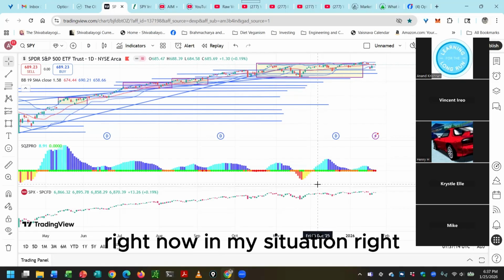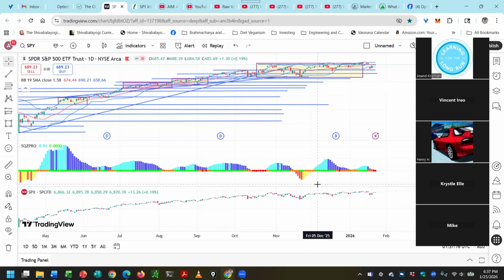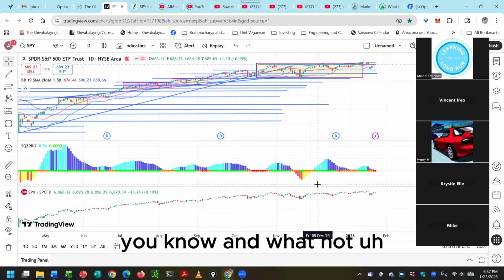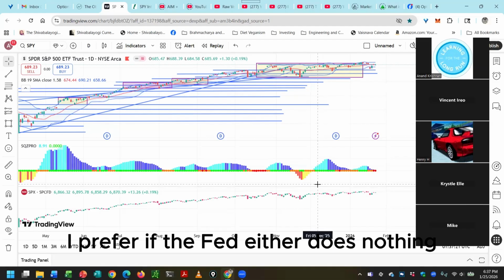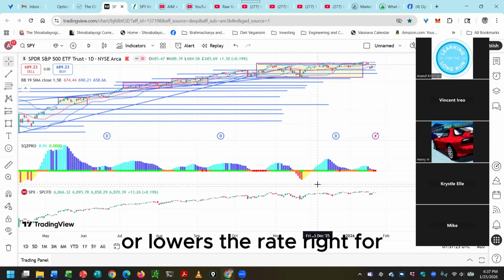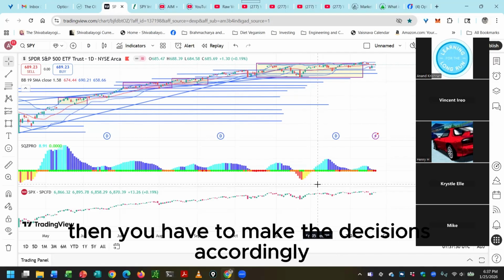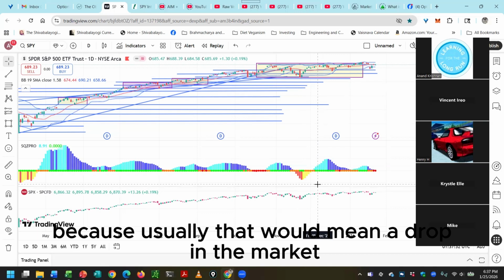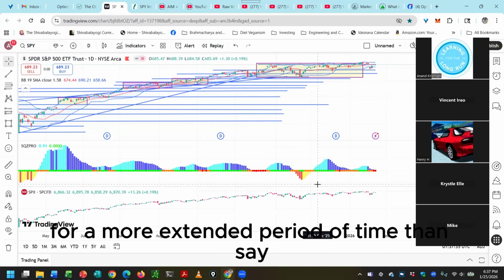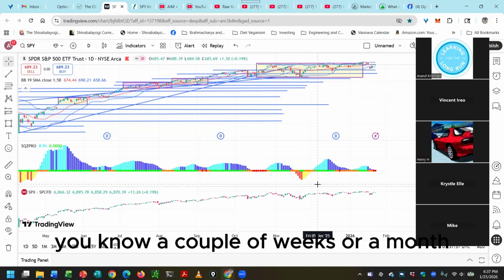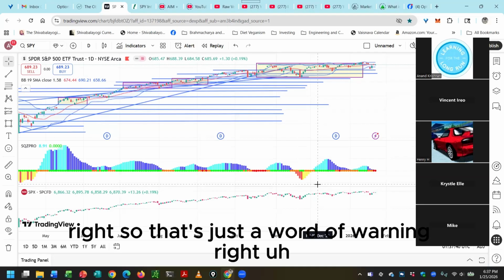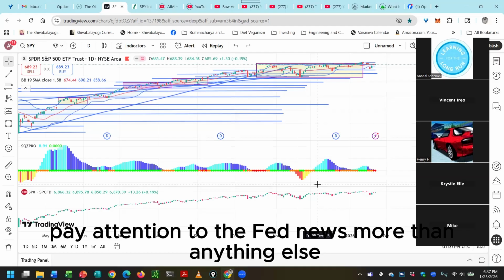Now, in my situation, whenever I'm looking to trade, I prefer if the Fed either does nothing or lowers the rate, for an up market. If they're going to increase the rate, then you have to make the decisions accordingly, because usually that will mean a drop in the market for a more extended period of time than, say, a couple of weeks or a month. So that's just a word of warning. Pay attention to the Fed news more than anything else.